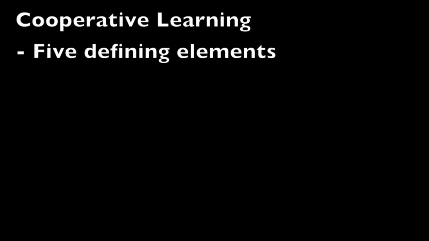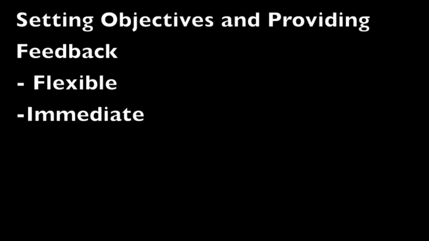Number 6, cooperative learning. There are 5 defining elements. Number 1, positive interdependence. 2, face-to-face interaction. 3, individual and group accountability. 4, interpersonal and small group skills. And 5, group processing.